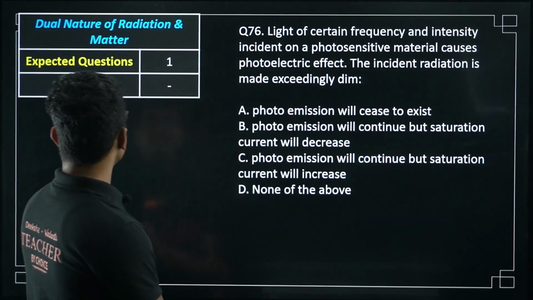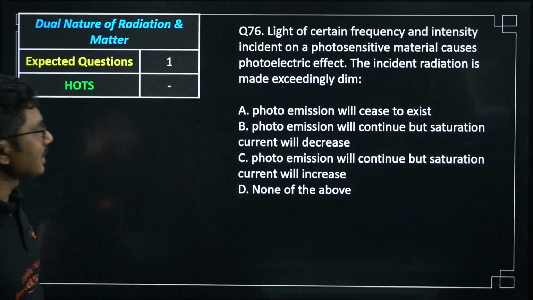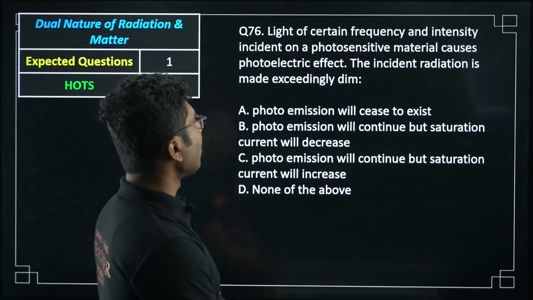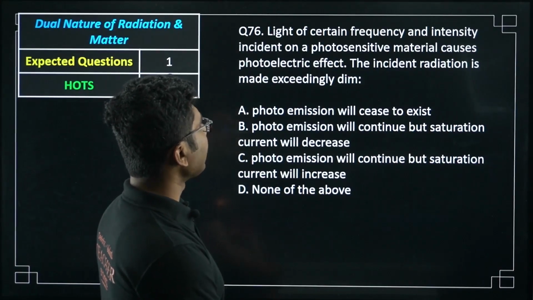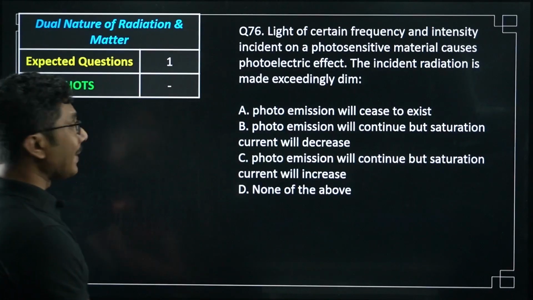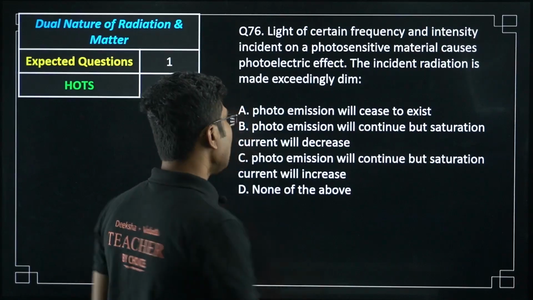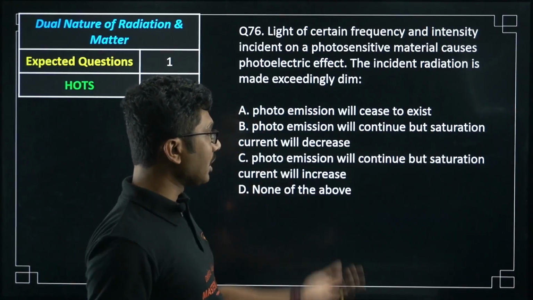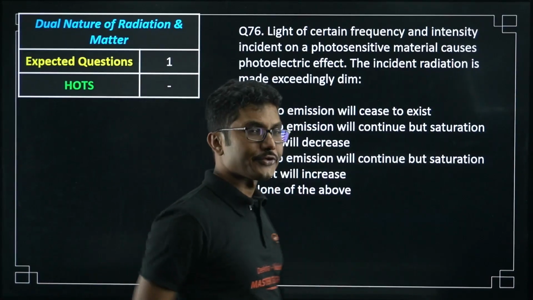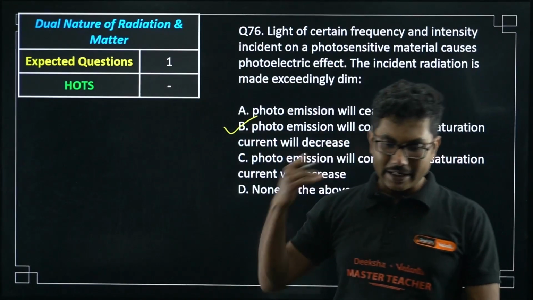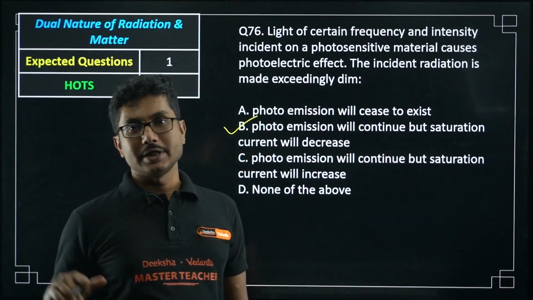24 questions more are left. No HOTS question from this chapter, only one question comes from this chapter. Light of certain frequency and intensity incident on a photosensitive material causes the photoelectric effect. The incident radiation is made exceedingly dim. If you dim the intensity, the photo emission will definitely continue, but the saturation current will decrease. Saturation current is directly proportional to the intensity, but the photoelectric effect is independent of the intensity, so it will not matter.